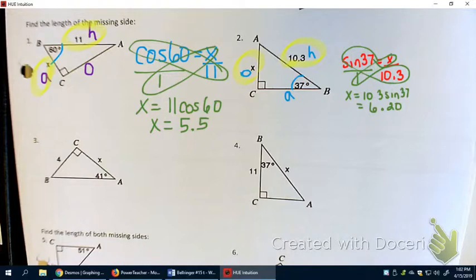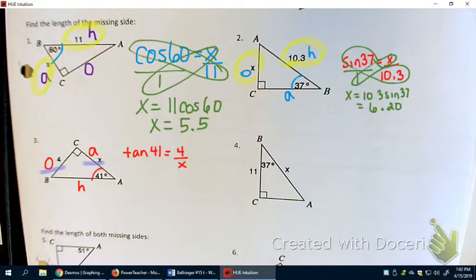Okay, I want you to try to set up number 3. Don't solve it, just try to set it up. Okay? Alright, so here's 41. Here's the O, not an A. Here's the O, here's the A. I know that's the H, but I don't really even need it because I see that there's something on the O and the A side. So you're correct, it is tangent. So we have tangent of 41 equals 4 over x.